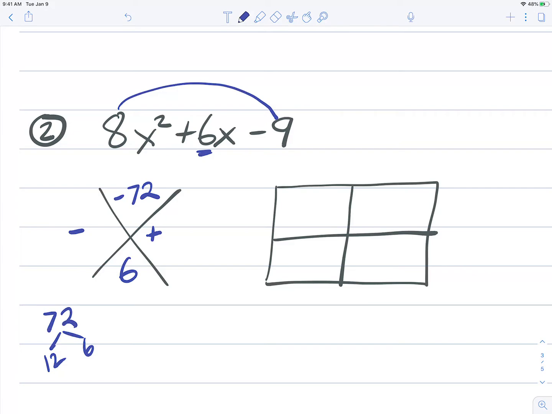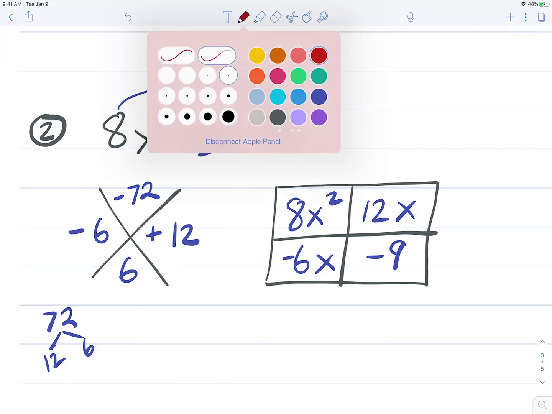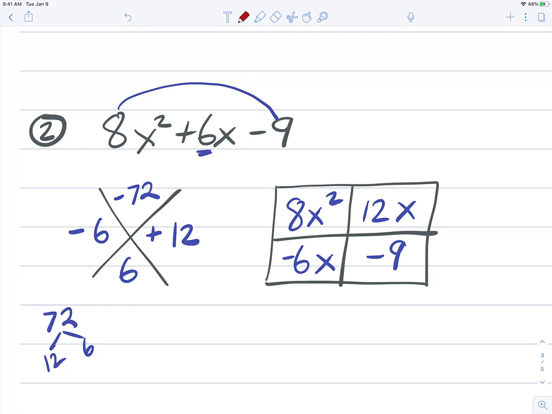If I want those two numbers to add to a positive 6, my 12 has to be the bigger number, and the 6 is my negative. So the 12 is positive. So in the upper left-hand corner of my box is the x squared term, so 8x squared. Bottom right is always the constant, negative 9. Now the two numbers that I found are negative 6, I'm going to put an x, and 12 with an x. It's also important to note that if you had put your 12 and negative 6 in opposite boxes, it's the same problem. So do not worry about which direction or which order those two go into.